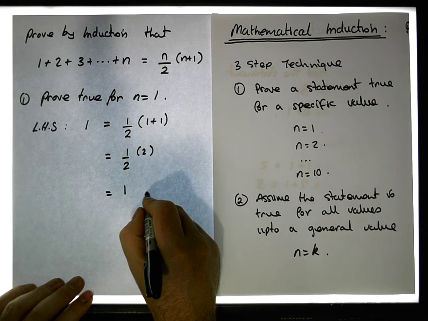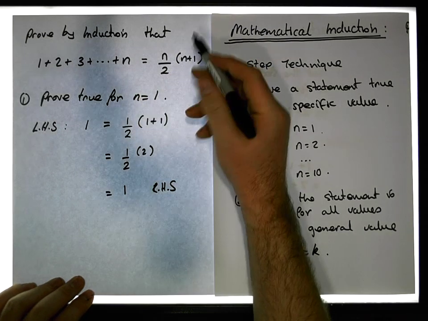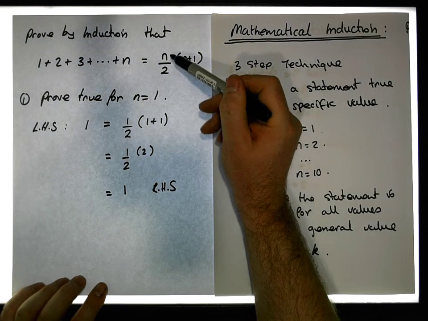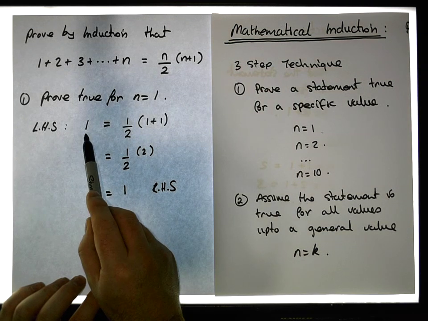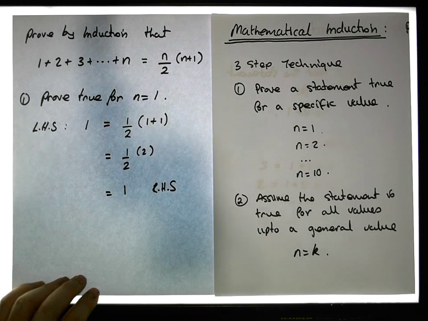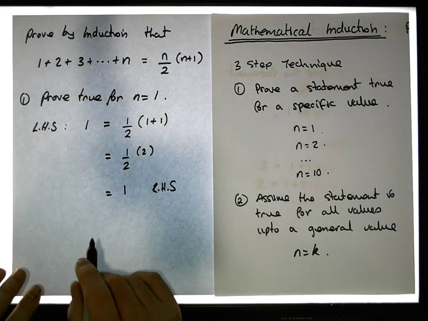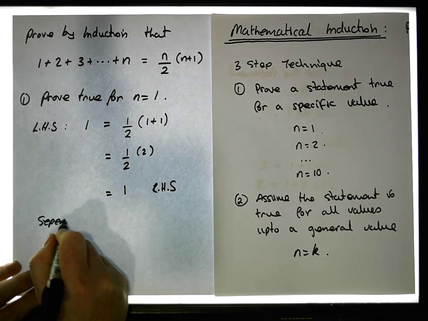So the right hand side of this expression, when we put 1 into it, gives us 1, which is the same as the left hand side. So we now know that this statement is true for n is equal to 1. Maybe that was a little bit complicated. Maybe what we should do is do it separately.